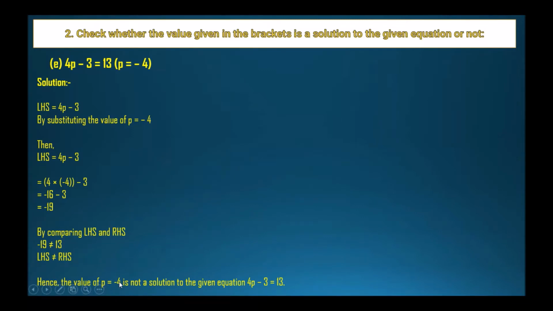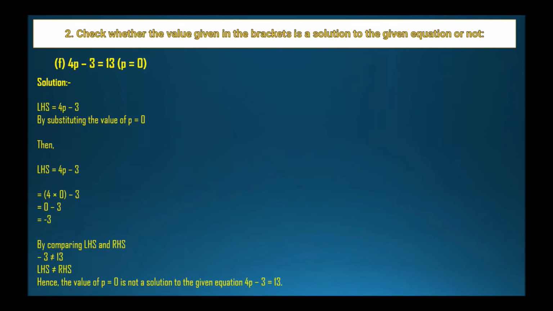Next, 4p minus 3 equals 13, where p equals 0. Here the value of p is given as 0. We will substitute p equals 0. So 4 into 0 minus 3. So 0 minus 3, that is minus 3. By comparing LHS and RHS, we can say that minus 3 is not equal to 13. Hence p equals 0 is not a solution to the given equation 4p minus 3 equals 13.